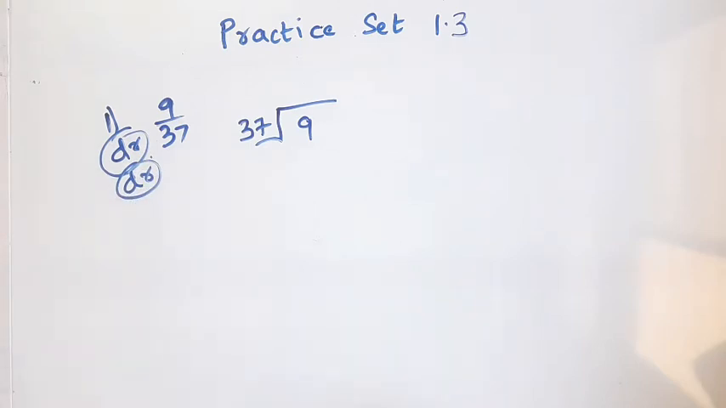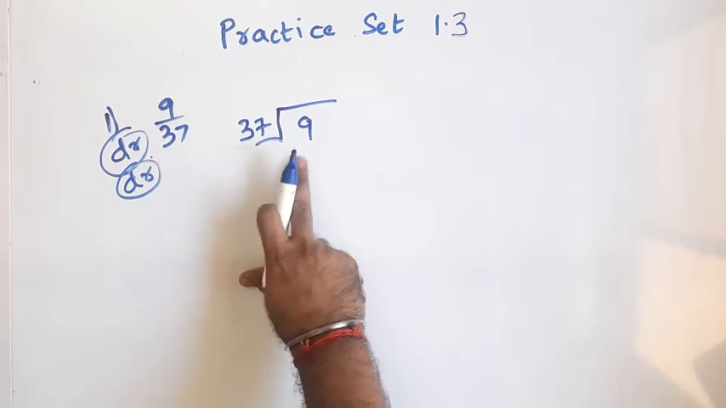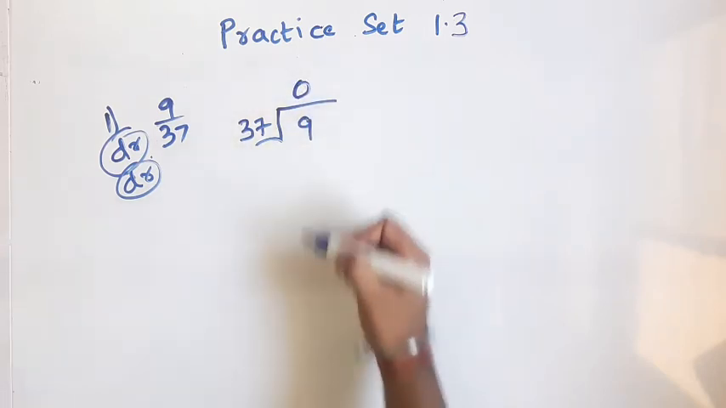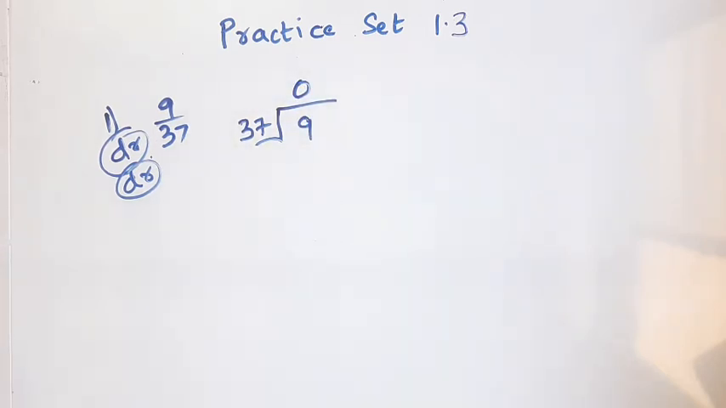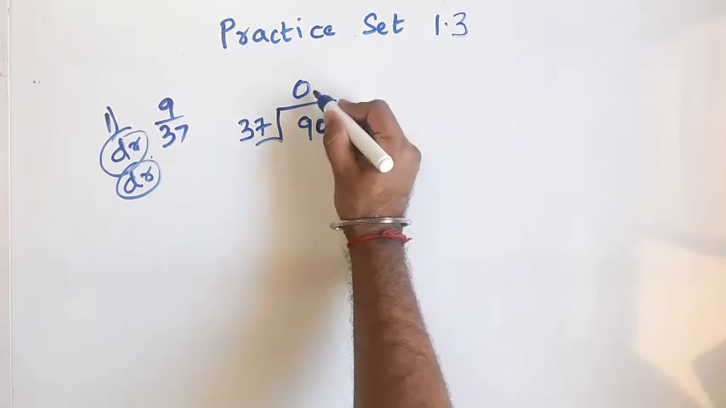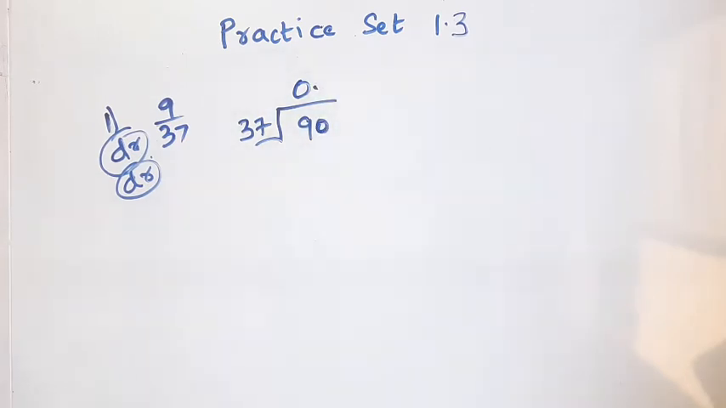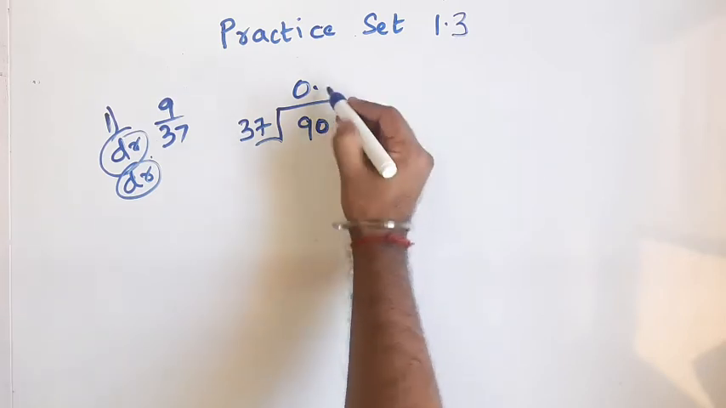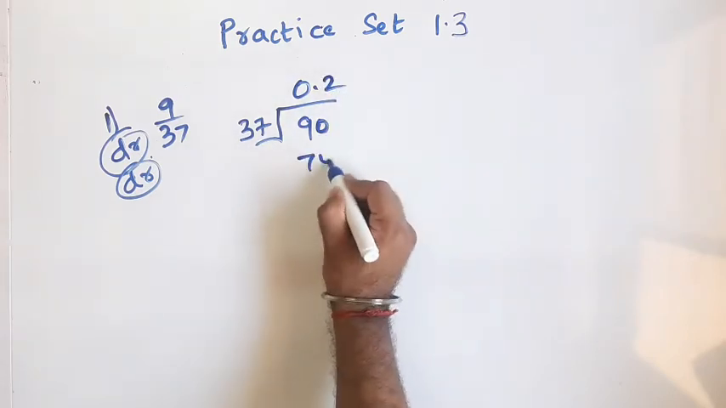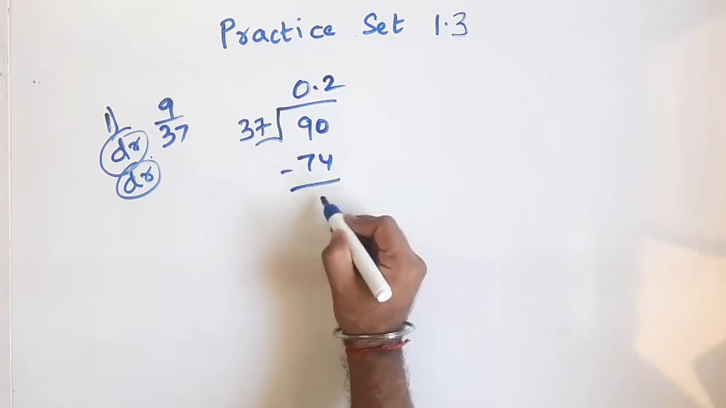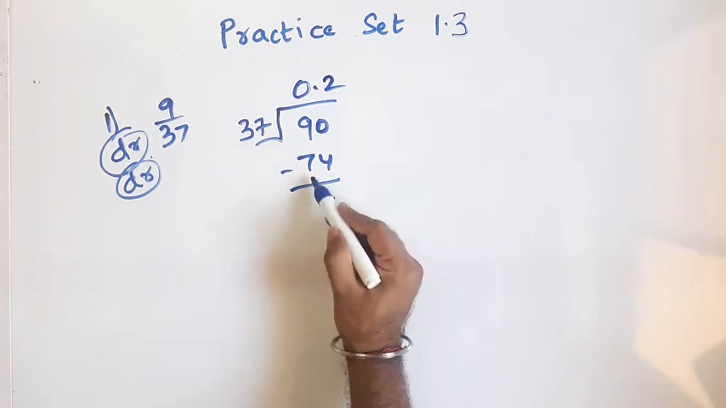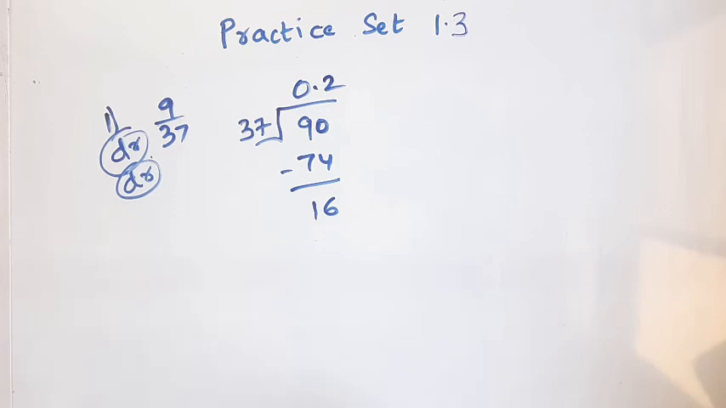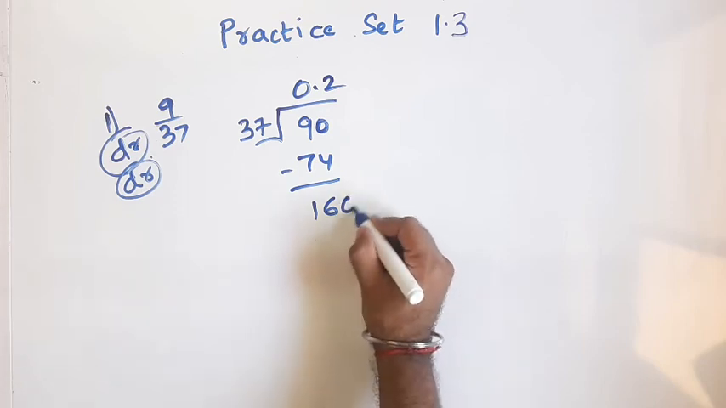Okay, then 37 goes 0 times, so I'll put a 0 here, then I can put a point here. This is 90 now. 37 2 times is 74, so I'll write here 74. What is this? 6 and 1, 16. I'll put one more 0 here.